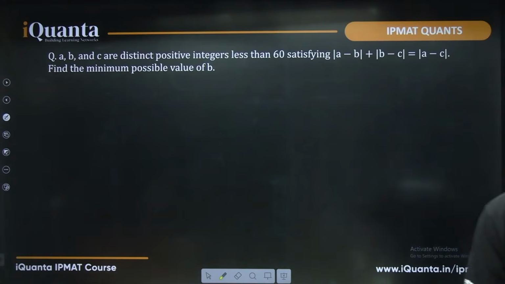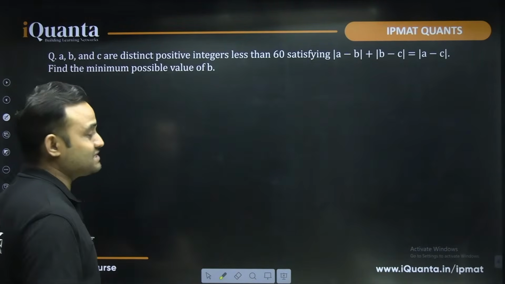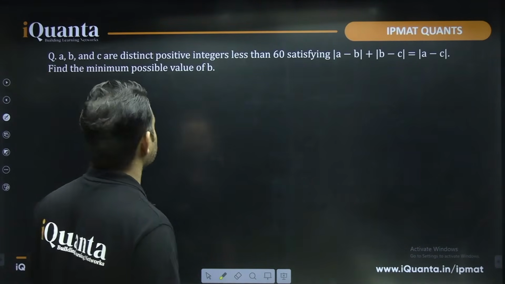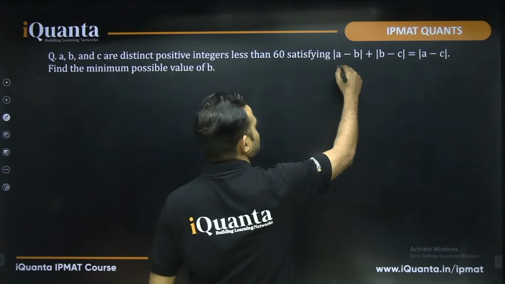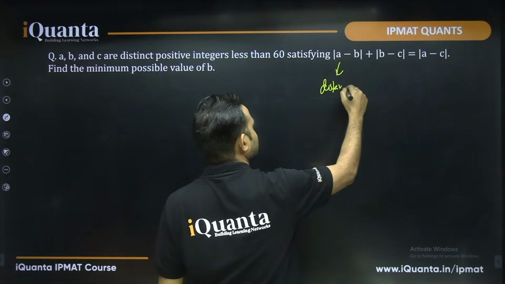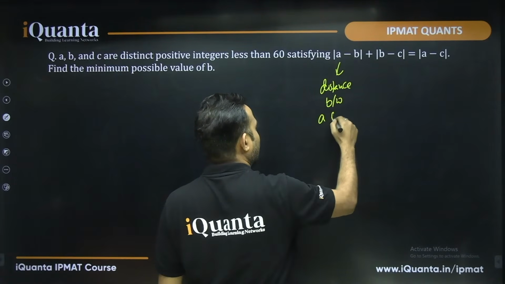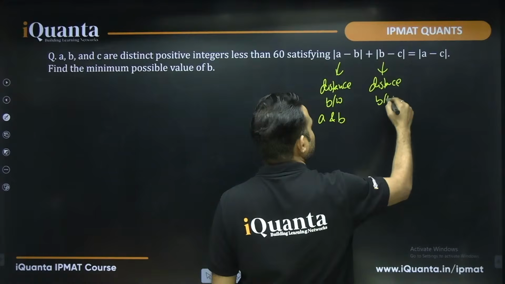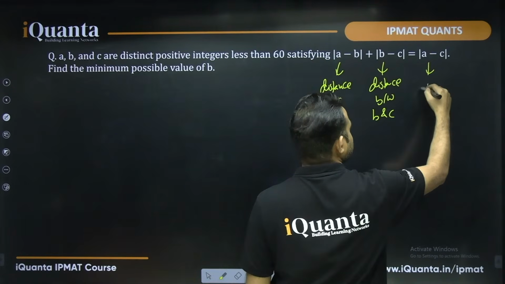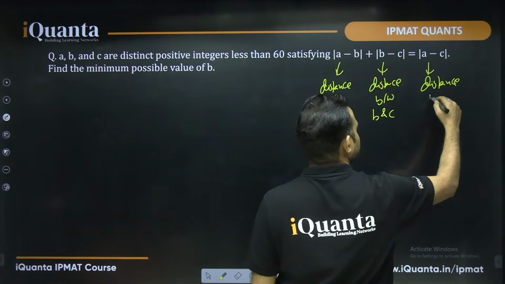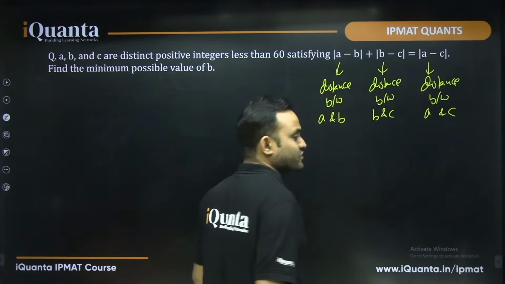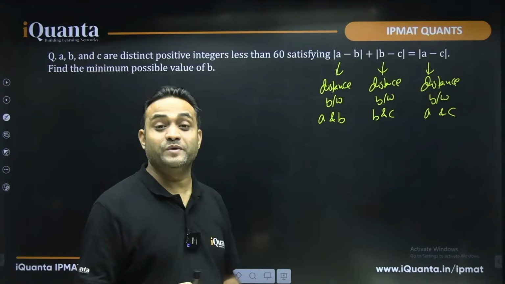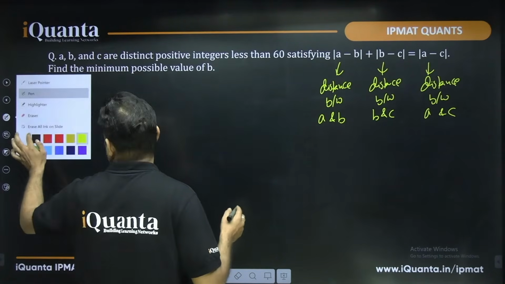Okay. A, B and C are distinct positive integers less than 60, satisfying |A − B| + |B − C| = |A − C|. What do we mean by |A − B|? This is the distance between A and B. This is the distance between B and C. This is the distance between A and C. So what we can say? The distance between A and B plus the distance between B and C should be equal to the distance between A and C.